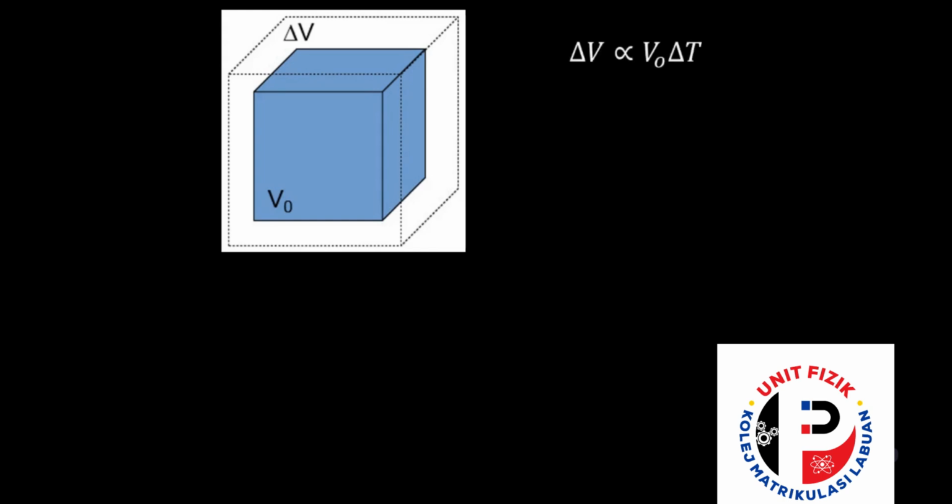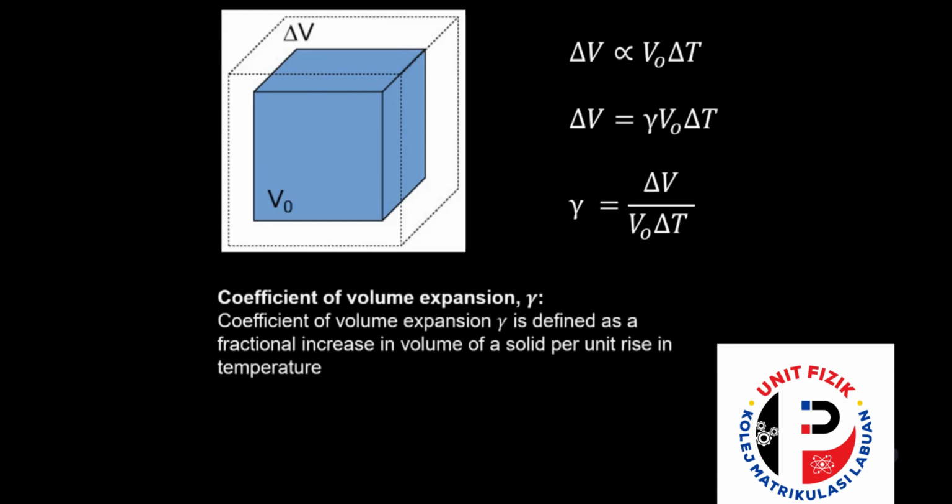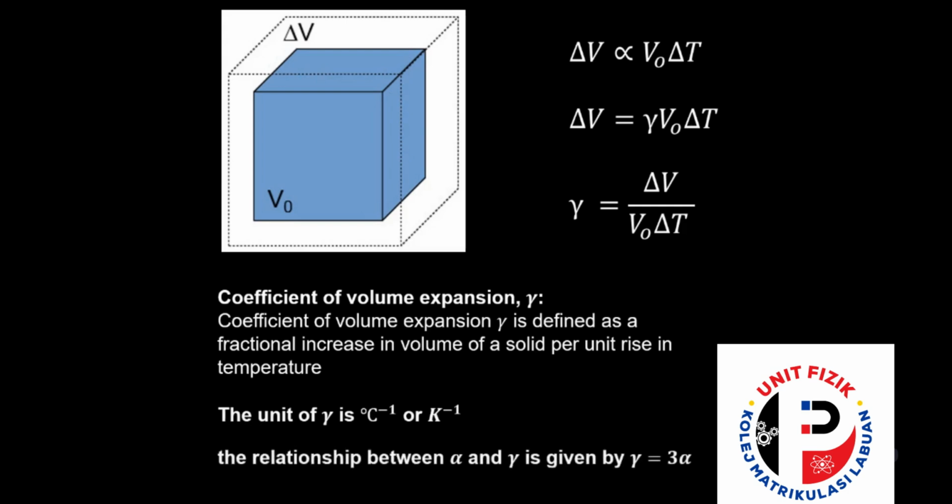So delta V is directly proportional to V0 delta T, and delta V is equal to gamma V0 delta T, where gamma is equal to delta V over V0 delta T, where gamma is the coefficient of volume expansion and is defined as the fractional increase in volume of a solid per unit rise in temperature, and the unit of gamma is per degree Celsius or per Kelvin, and gamma is equal to 3 alpha.